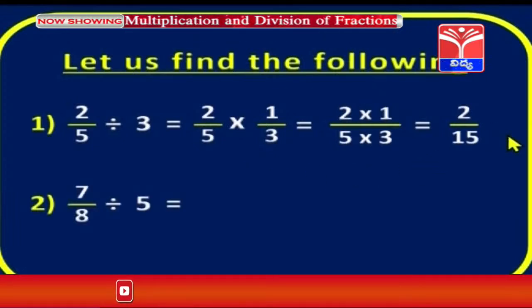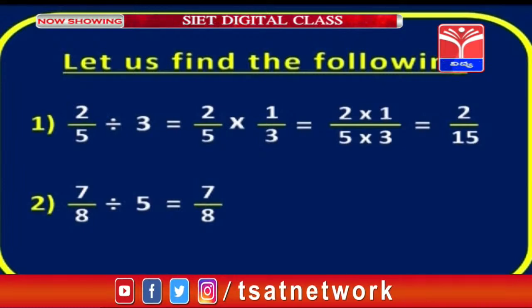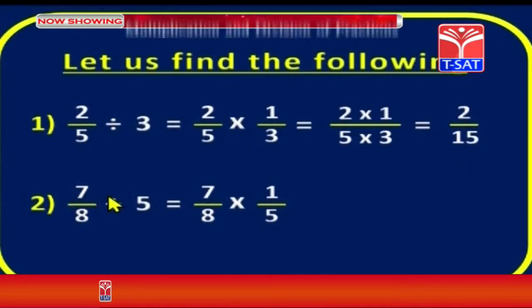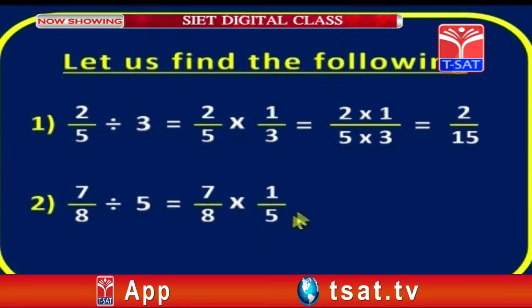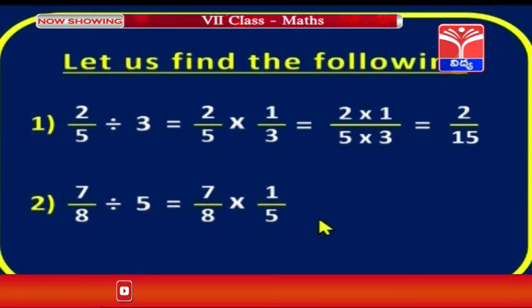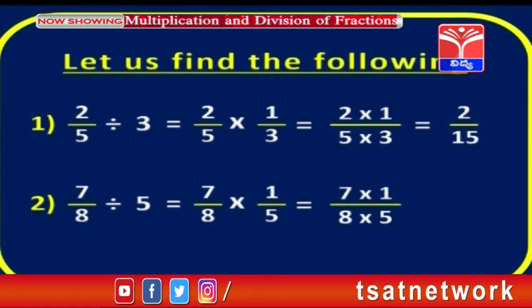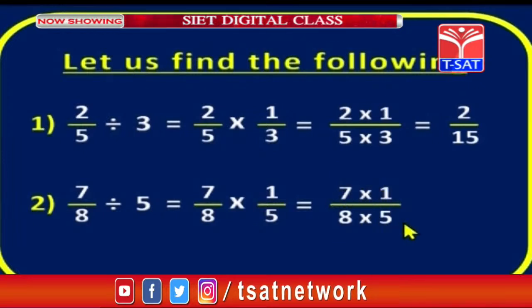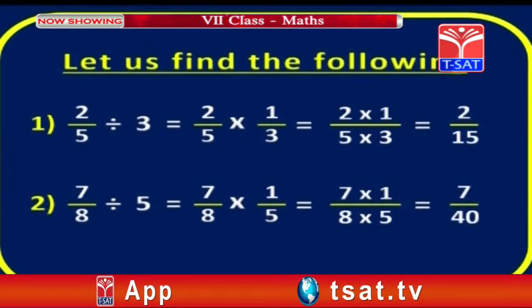Let us go for the second problem. 7 by 8 divided by 5, which will be equal to 7 by 8 into 1 by 5. Here also the same, division by 5 can be taken as multiplication with its reciprocal. So what is the reciprocal of 5? It is 1 by 5. Again the same, product of numerators by product of denominators, as we cannot cancel any terms here, 7 into 1 by 8 into 5. So what I am getting here, 7 by 40.